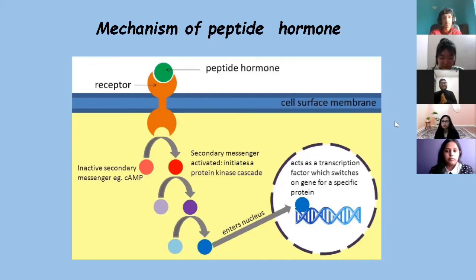So the examples of the second messengers include cyclic AMP, which is also known as cAMP, calcium ions, nitric oxide, and protein kinase. The use of the second messenger enables the amplification of the initial signal. So finally, the peptide hormones include insulin, glucagon, leptin, ADH, and oxytocin.